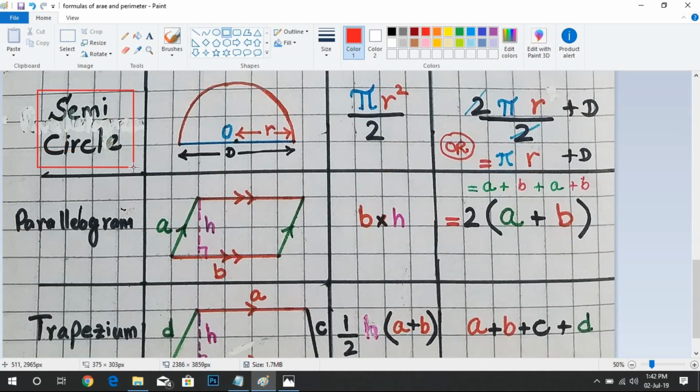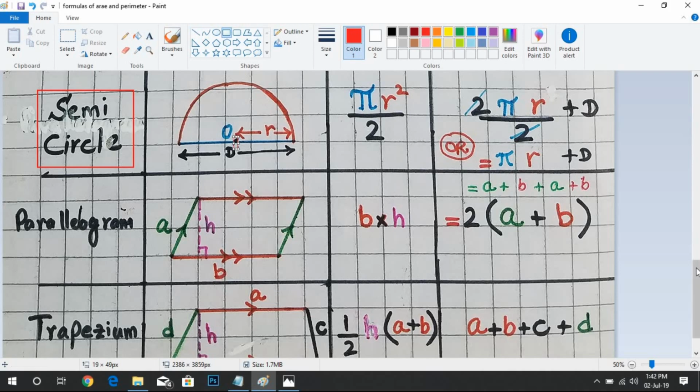This is the semicircle. Semicircle means half circle. This is the half circle as shown in the figure, and this is the diameter, which is equal to d, and this is the center point. R is the radius as shown in the figure.